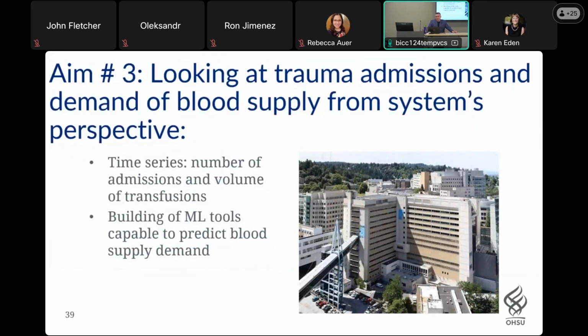Now, we are going to switch gears and we are going to look at this problem from the system perspective. So we are going to use time series. That's data measured at the same intervals. So every day we are going to measure admissions and we are going to measure units of blood transfused. And we will see if we can build machine learning tools to predict that.